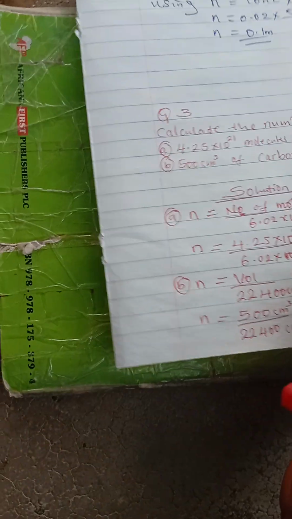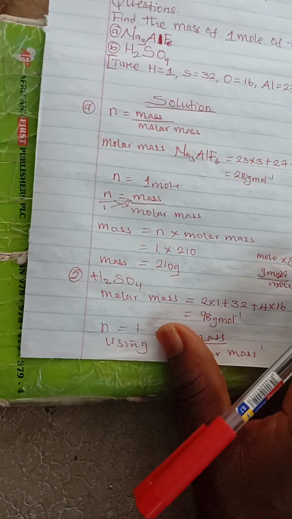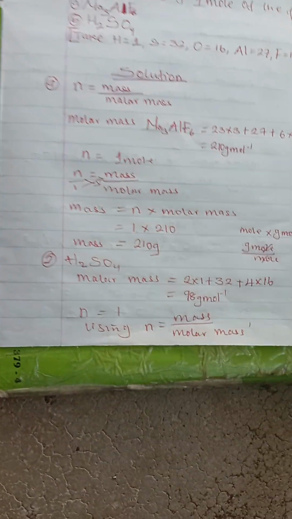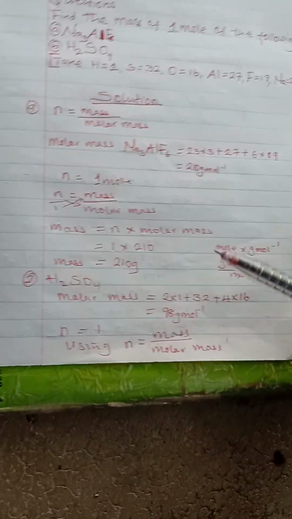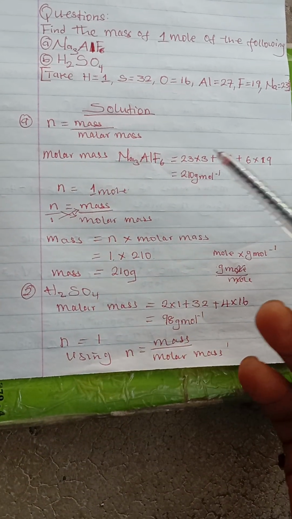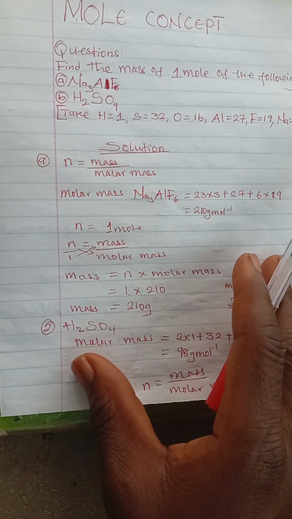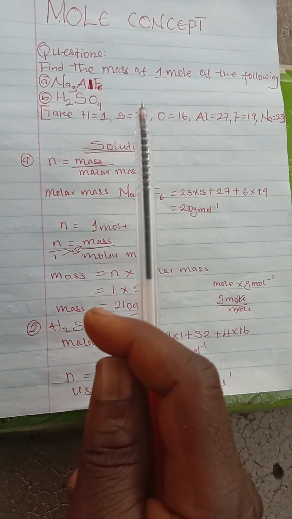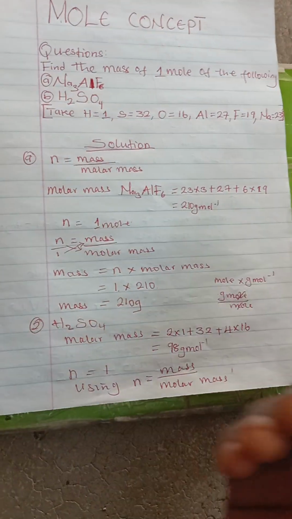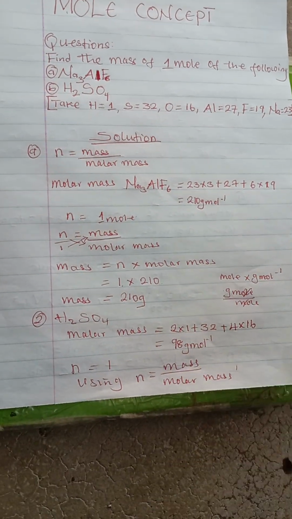Thank you very much. If I can go through what we talked about from the beginning: the first question is talking about cryolite, which is the A part, and the B part is tetrahydrosulfate 6, and they said you should find the mass of 1 mole of the two of them, and this value has been given already to us. So that is just it.